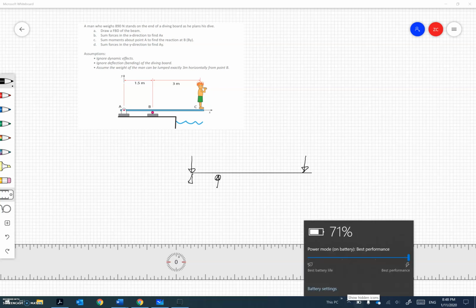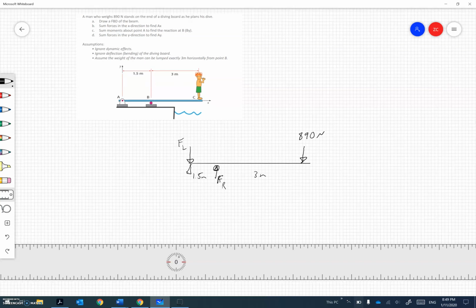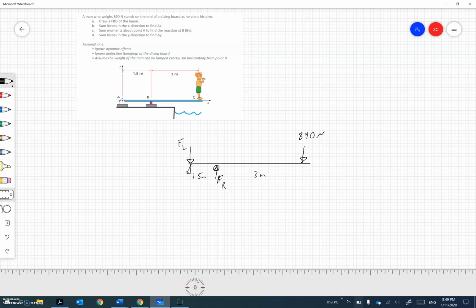The distance between these is 1.5 meters, and between these is 3 meters. So we'll call this reaction right, or force right. This one will be force left. This is 890 newtons. So this one here is our free body diagram basically. Now let's start by finding out the reaction forces.